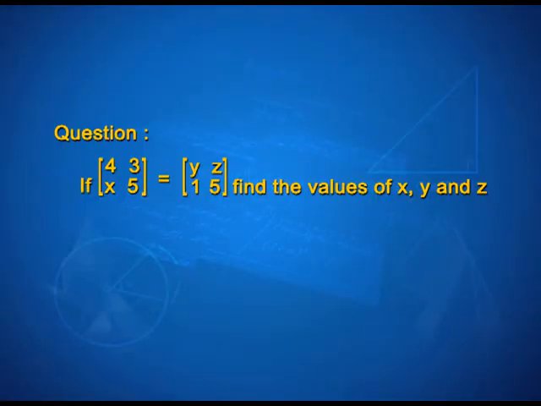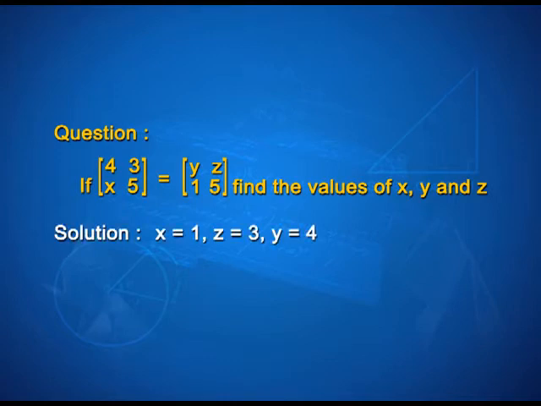Let us take one example here. If 4, 3, x, 5 is equal to y, z, 1, 5, find the values of x, y and z. Here you can observe that the element corresponding to x is 1, so the value of x is 1. Similarly, the value of z is 3 and y is 4.